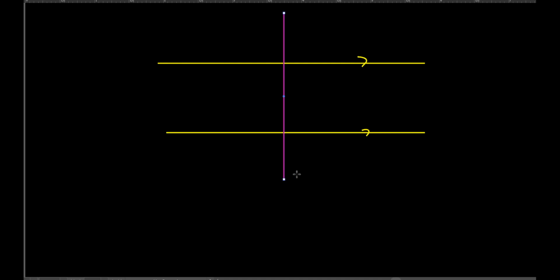So watch. I've got 2 parallel lines cut by a transversal. But watch this transversal now. This is not just any old transversal. I drew this specific. How do you think I drew that pink one to the yellow ones? What kind of angle do you think it makes?